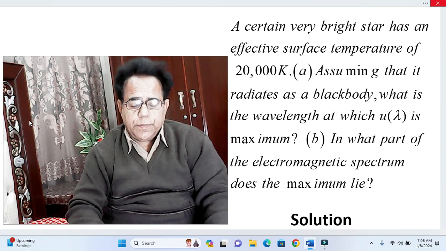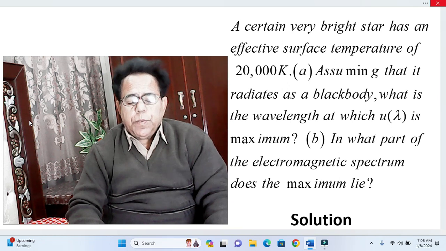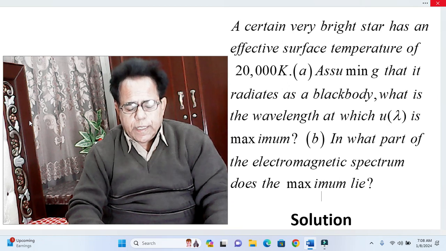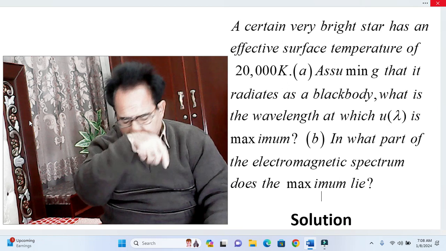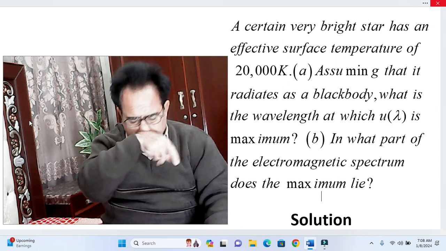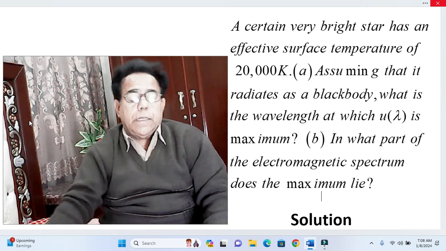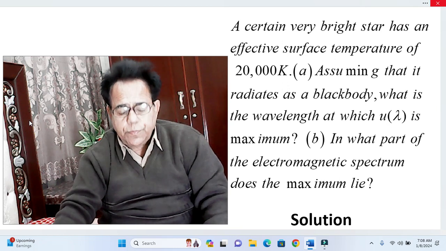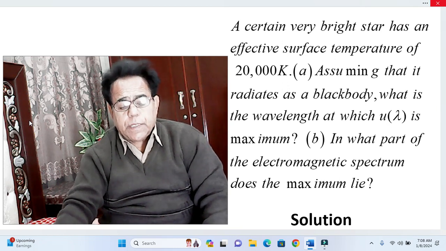This is our next problem. The problem has been chosen from the same book, Modern Physics by Paul A. Tipler. As usual, we first come to its statement.